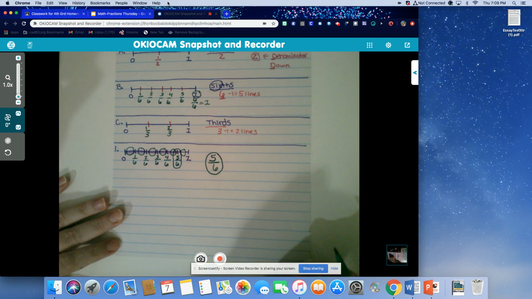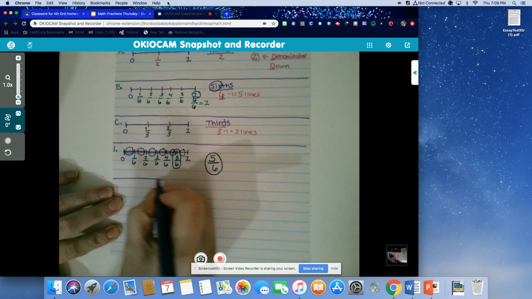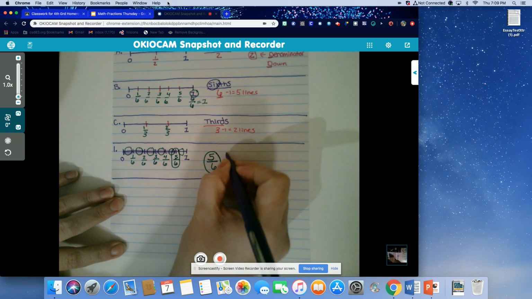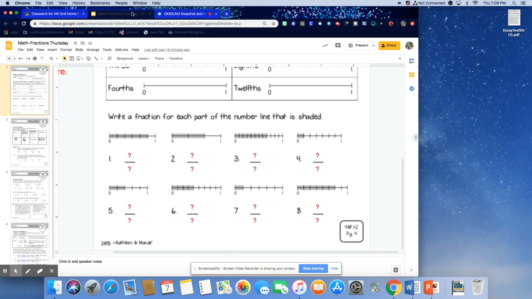So I circle it because I know that's my answer so Miss Doherty can see what the answer is, because sometimes my paper can get messy. And then I'm going to box this off. So I am done with number 1. Let's try one more. Let's do number 2.